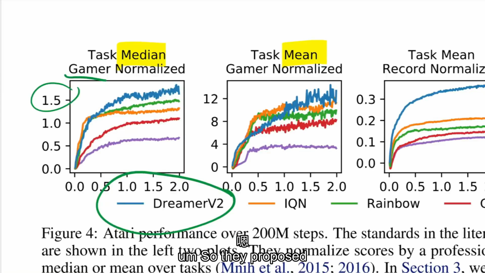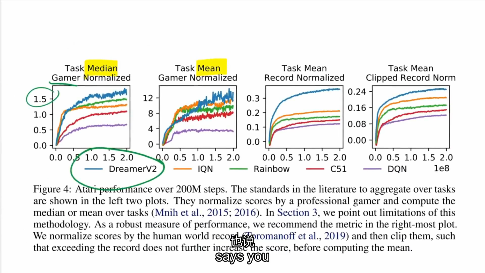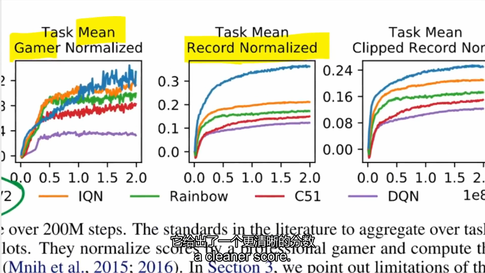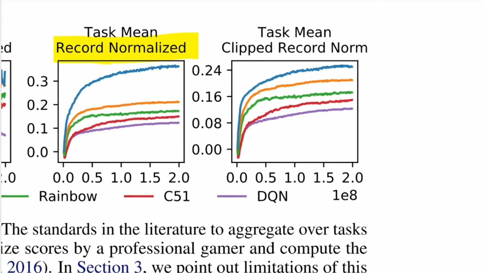So they propose 2 modifications. The first modification, actually this is from a different paper as well, says you shouldn't normalize by a professional gamer. You should actually normalize by the human world record. So this is record normalized. You can see it gives a cleaner score. And then they say, well, given that in a few games the machine can still outperform humans so much, you should just clip the machine score at where the human world record is.